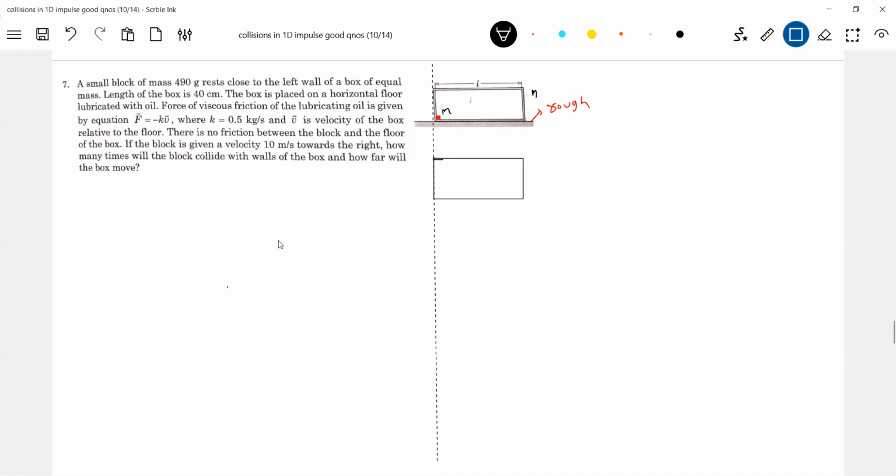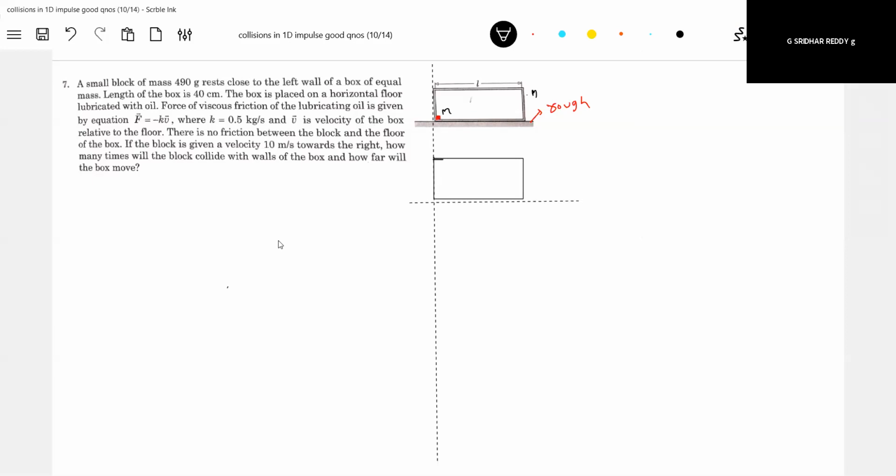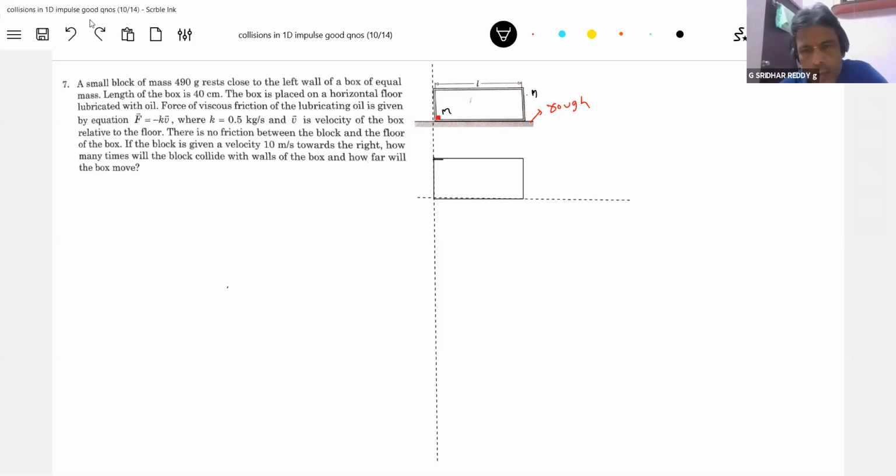First, what will happen? There's a floor. The box will be there only, no? It will not move. Only the block will move, and the block will arrive here with a velocity u, and the box is still at rest. Now collision occurs. After collision, exchange of velocity occurs.